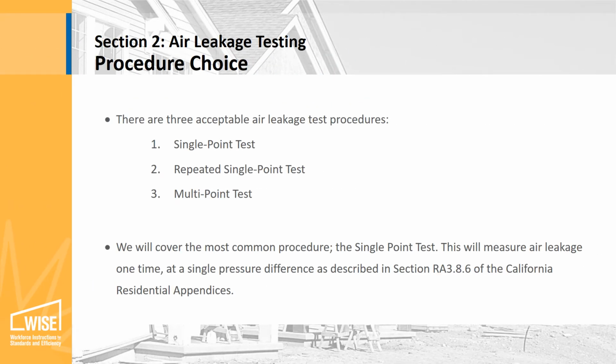There are 3 acceptable air leakage test procedures: the single point, repeated single point, and multi-point test. The single point test is the most commonly used method. This measures air leakage one time and at a single pressure difference.